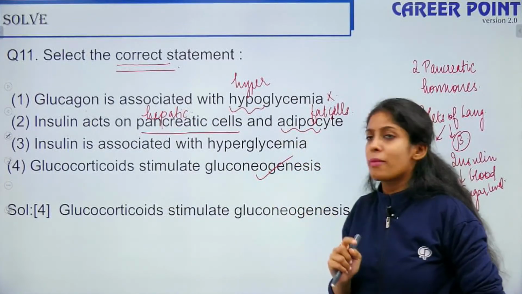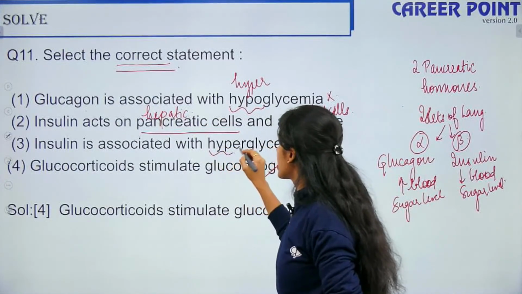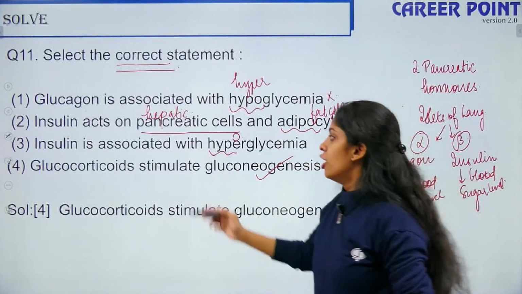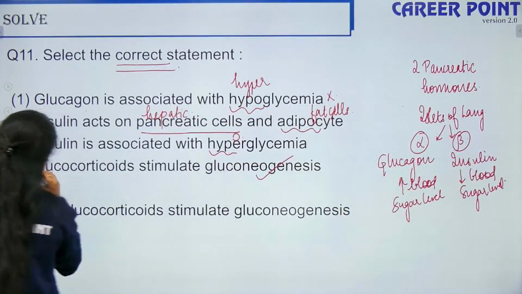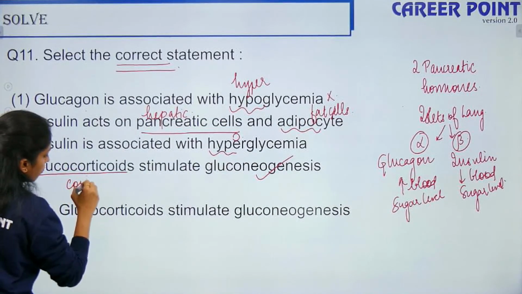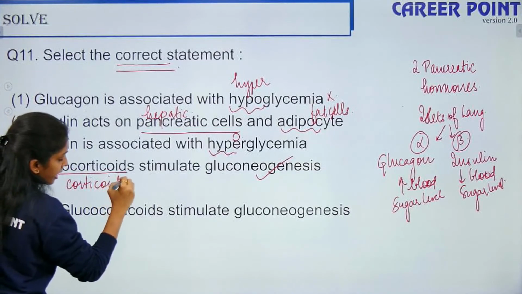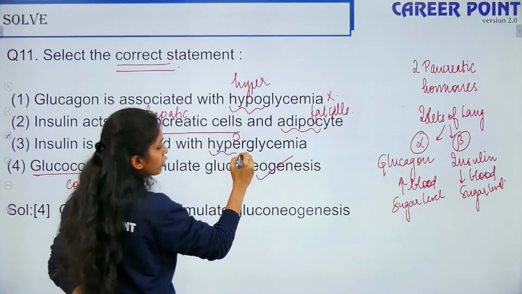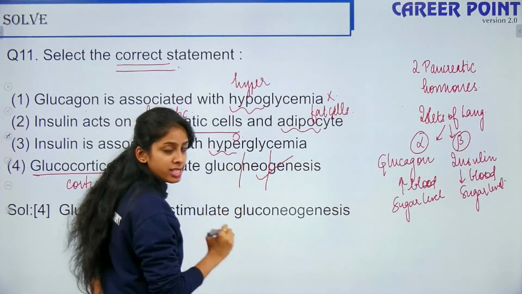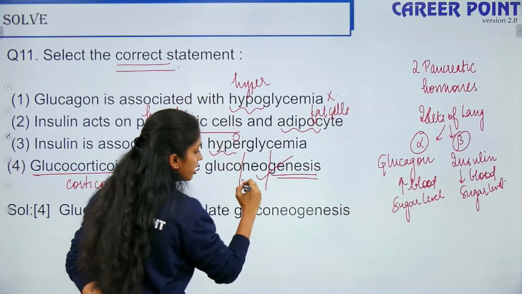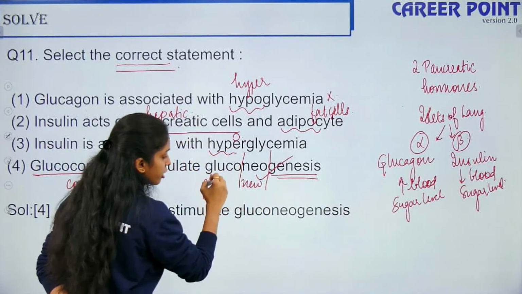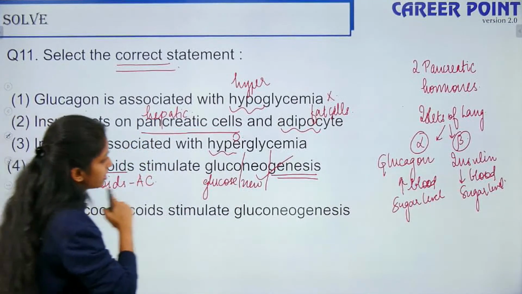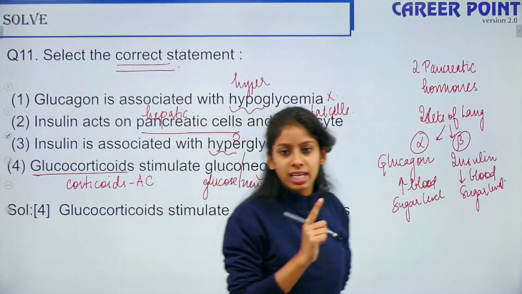Antonia B, please don't make the mistake. And insulin is associated with hypoglycemia because it reduces blood sugar level, right? So glucocorticoids belong to a broader category of corticoids secreted by your adrenal cortex, and they stimulate the formation of gluconeogenesis. So genesis is formation, neo is new, gluco is glucose. So they help in the formation of new glucose molecules. This is right. So option D is the correct one.